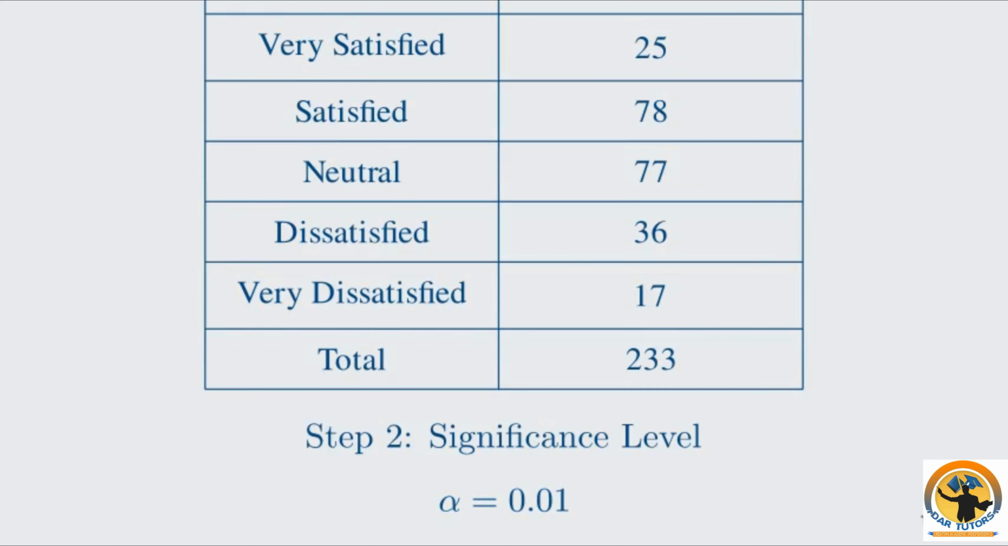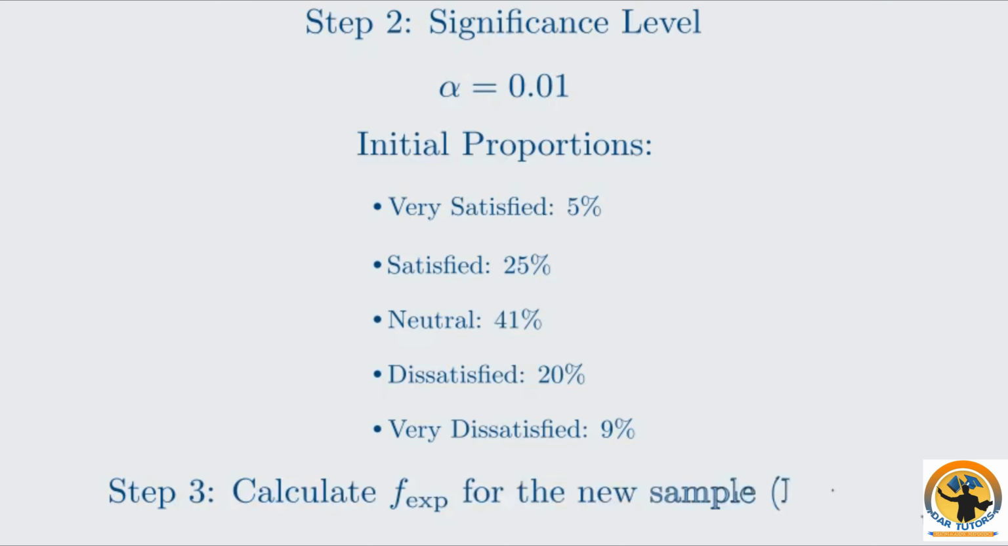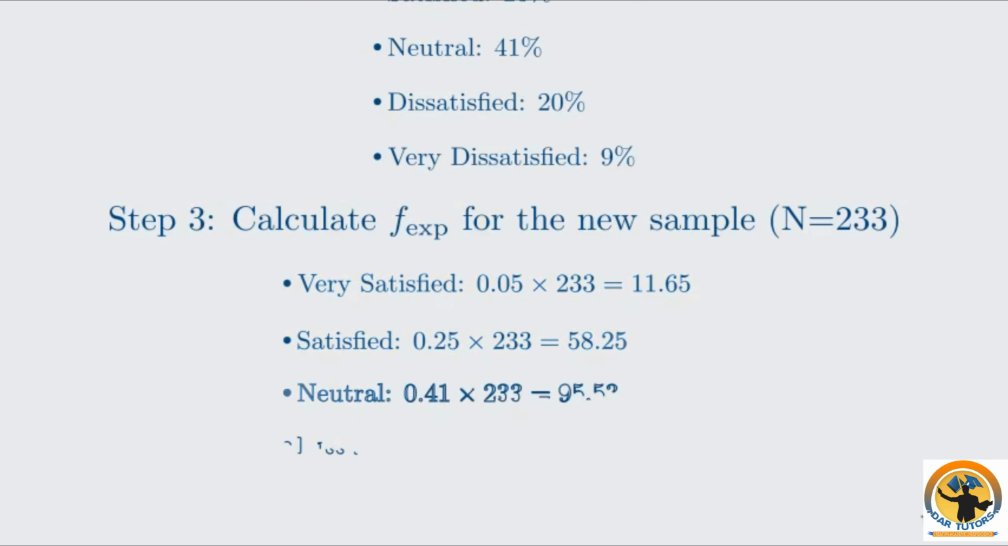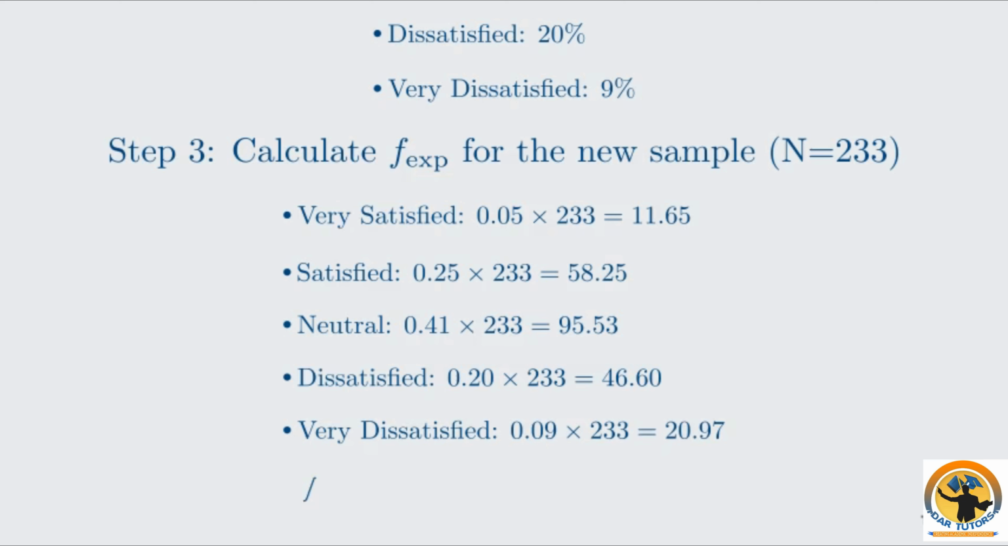Step 3. Expected frequencies. First, we need the initial proportions. Based on the first survey, these were the proportions. Now we find the expected frequencies in the new sample of 233 people, assuming these proportions hold. For very satisfied, we expect 5% of 233, which is 11.65. All of these expected frequencies are greater than 5, so the test is valid.